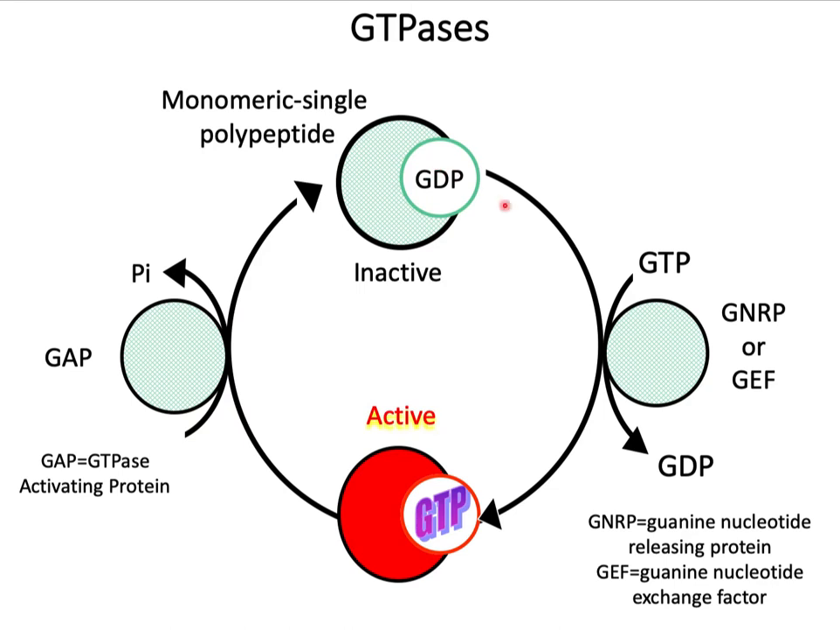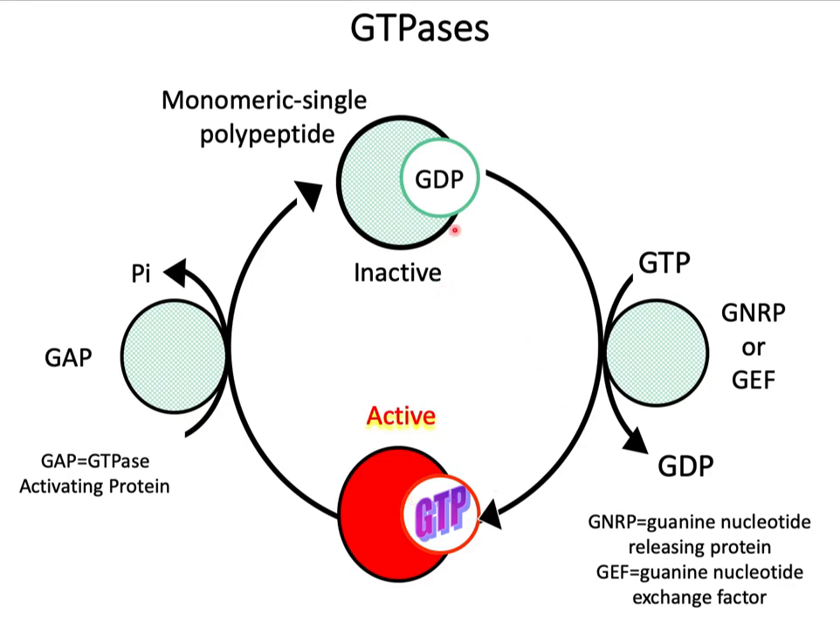In general, GTPases are small molecular weight monomeric, single polypeptides that can bind and hydrolyze GTP, guanosine triphosphate, to GDP or guanosine diphosphate. When a GTPase is bound to GDP, the protein is inactive, and when it is bound to GTP, it is active. They can toggle between the inactive and the active form based on GDP or GTP, so they are called molecular switches. In their inactive state, the GTPases are usually bound with GDP or no nucleotide at all. But when they bind to GTP, they become activated.